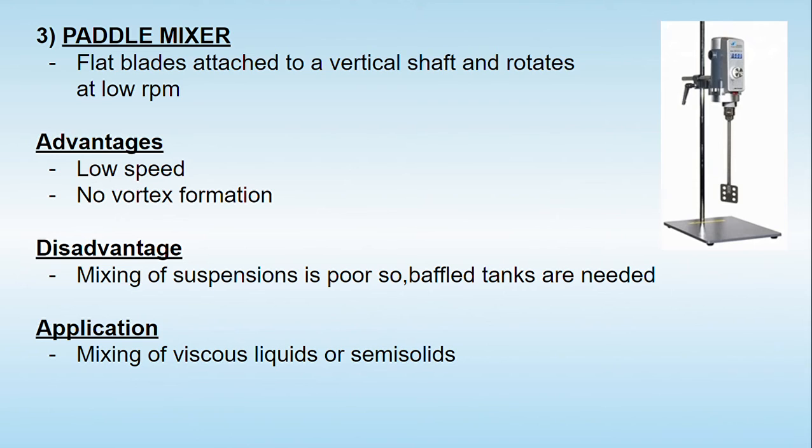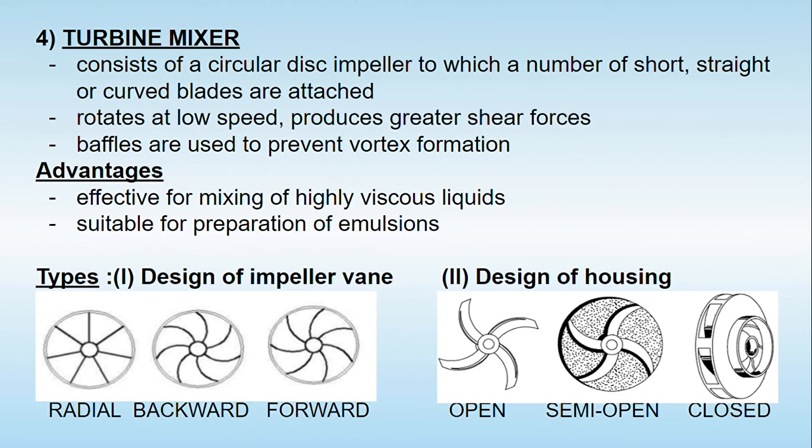But the disadvantage is that in the mixing of suspensions, this type of paddle mixer will not work, because the mixing efficiency will be poor, and we require special baffle tanks for that. But yes, it can overcome the disadvantage of the propeller mixer. It is used for uniform mixing of viscous liquids or semi-solids. For that, the paddle mixers are the best.